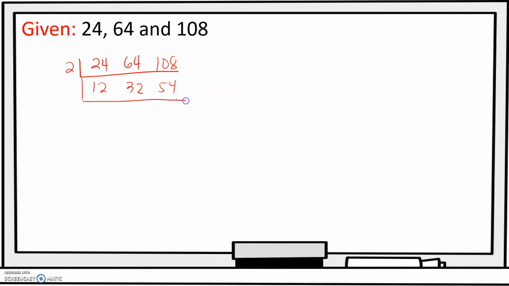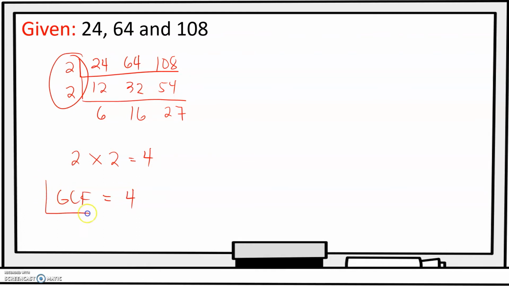Again, all our numbers are even numbers, so we'll divide them again by 2. 12 divided by 2 is 6, 32 divided by 2 is 16, and 54 divided by 2 is 27. This time, 6, 16, and 27 are relatively prime. There's no other number which can divide all of them aside from 1. That means we will stop dividing here, and we will now multiply these factors. And 2 times 2 is equal to 4. So the GCF of 24, 64, and 108 is 4.